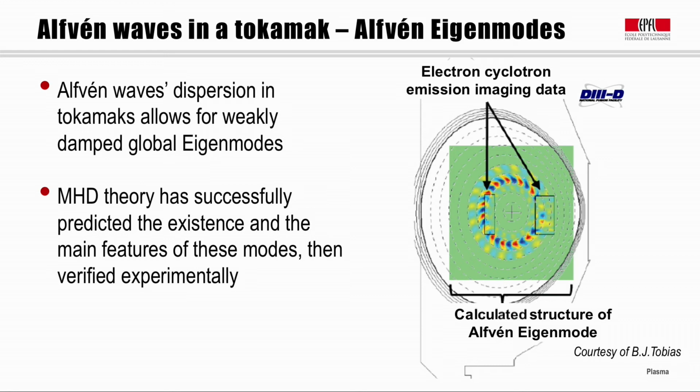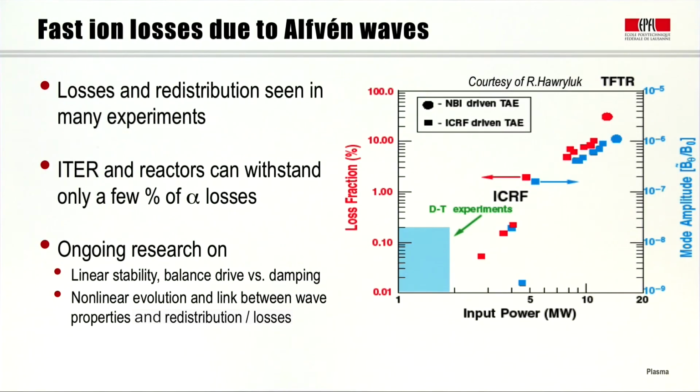An example is shown here. This is a structure that's calculated for an Alfvén eigenmode, in which we have inserted, in some portions, data corresponding to measurements of the same Alfvén eigenmode. In this case, data taken using electron cyclotron emission imaging. You can hardly notice the difference between the data and the theory prediction. So the modes are there. The modes follow in their main features the theory predictions. Do they also cause losses, as we feared they would?